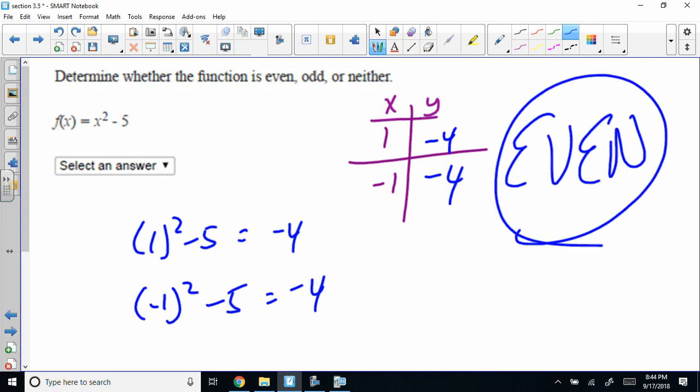Thank you. I know beyond a shadow of a doubt. That's pretty cool. That's why I like this. The algebraic way, where you say f of negative x, that gives you what you got, came out, and all this other stuff. Nah, I don't like that. That's too confusing.